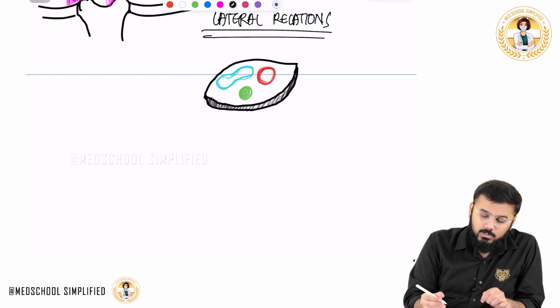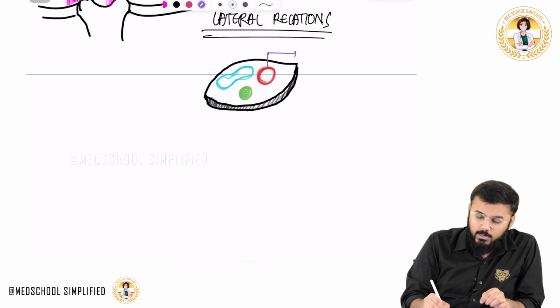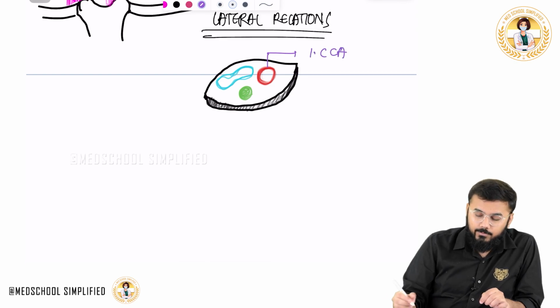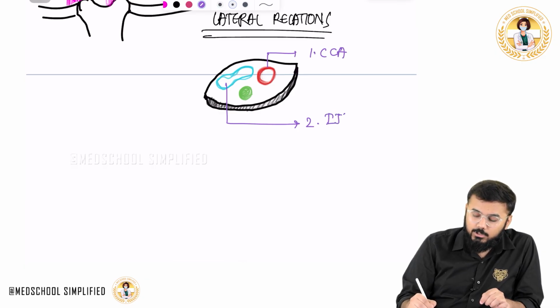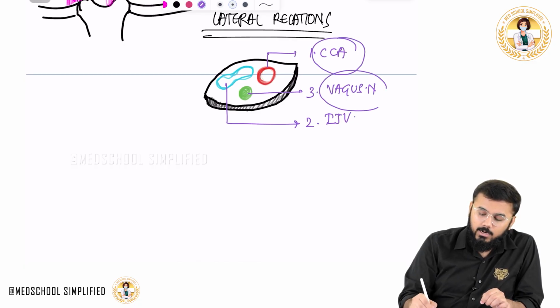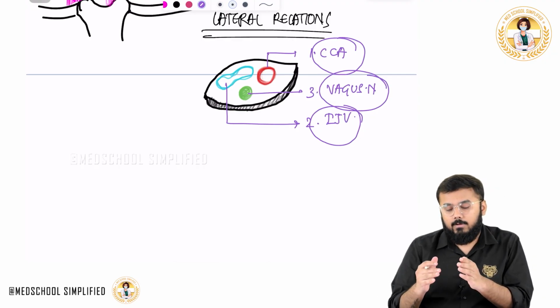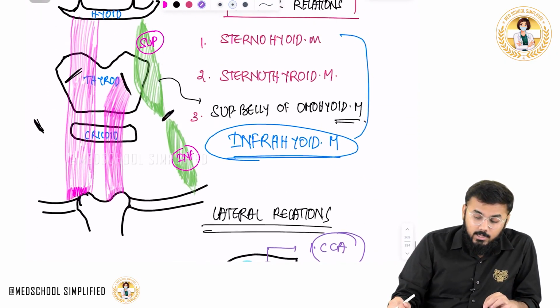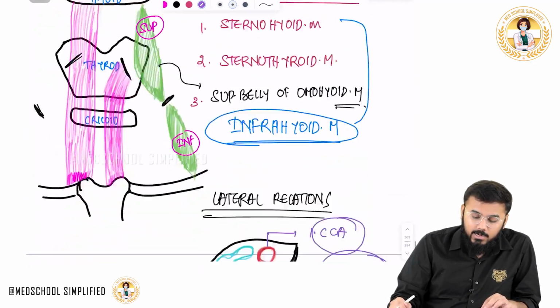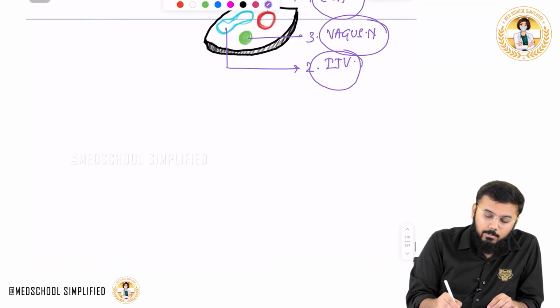Okay. So let me write down these things. The first important thing over here is your common carotid artery. Second important thing over here will be what? This will be your internal jugular vein. Third important thing over here, what is this? This is called as your vagus nerve. So common carotid artery, vagus nerve and internal jugular vein. These three form your lateral relations. Now after the anterior and after the lateral, the next important part is your medial relations.